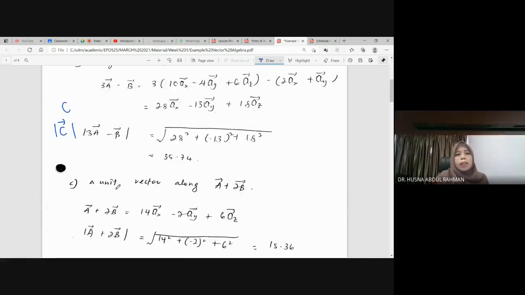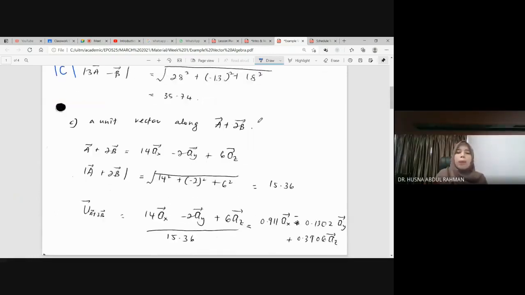Now, what is a unit vector along A plus 2B? Again, this is a new vector. Let's name it D. First you have to find this vector D. This one you can try on your own. A plus 2B, you should get this. Then you need to find the magnitude: square root of 14 squared plus negative 2 squared plus 6 squared, you get this.